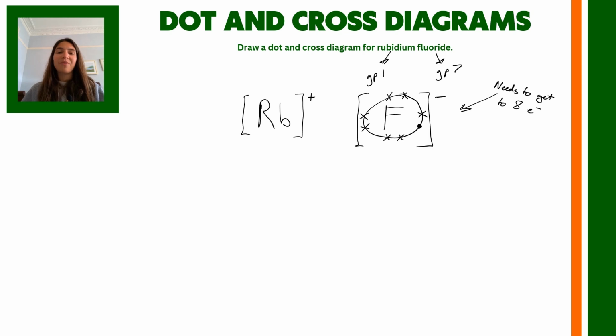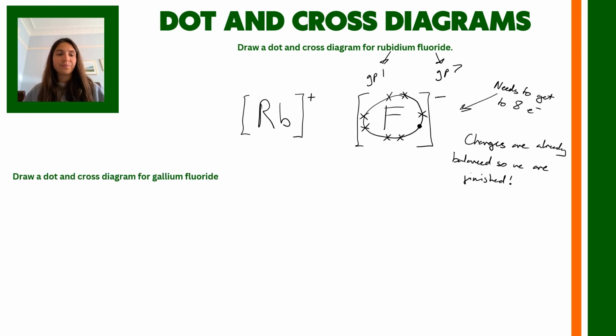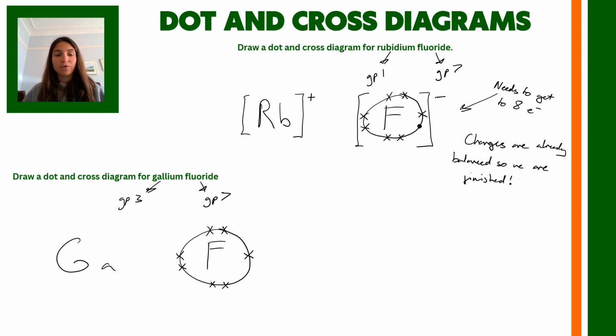Okay, now I'm going to put my charges on. So on my left hand side, my rubidium has a charge of +1 because it has lost an electron, and on my right hand side my fluoride has a charge of -1 because it has gained an electron. And so the charges are already balanced, so I am finished. That is perfect there. What happens if I need to draw a dot and cross diagram for gallium fluoride?